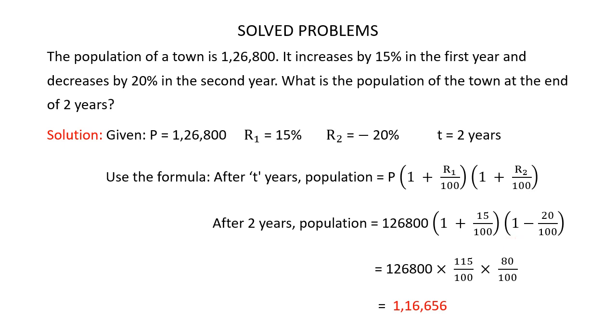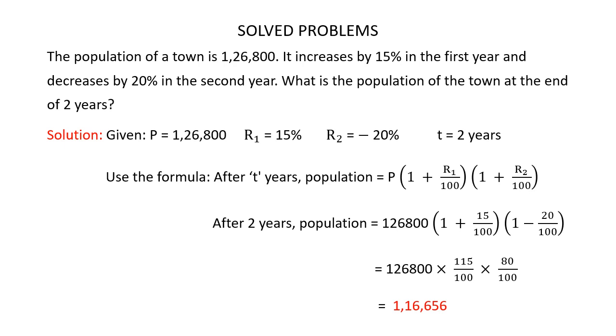Here the LCM is 100. So 1 plus 15 upon 100 is 115 upon 100. Here the LCM is 100. So 1 minus 20 upon 100 is 80 upon 100. So the population after 2 years is equal to 1,26,800 multiplied by 115 upon 100 multiplied by 80 upon 100.